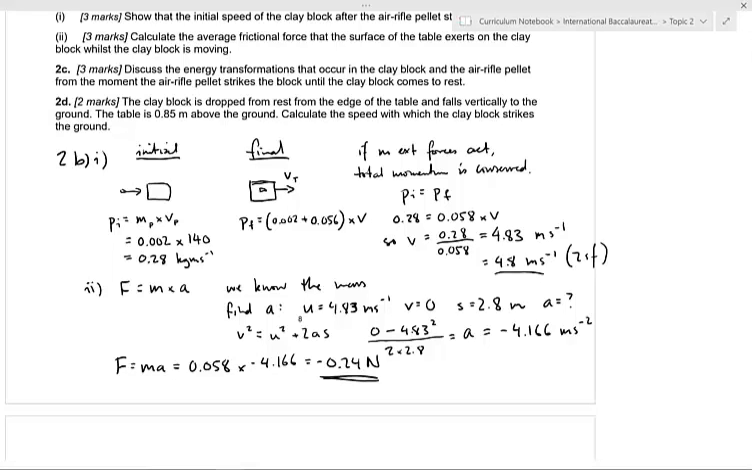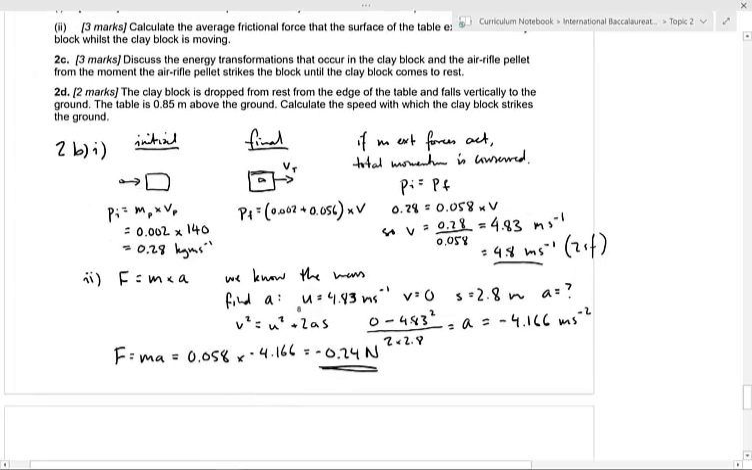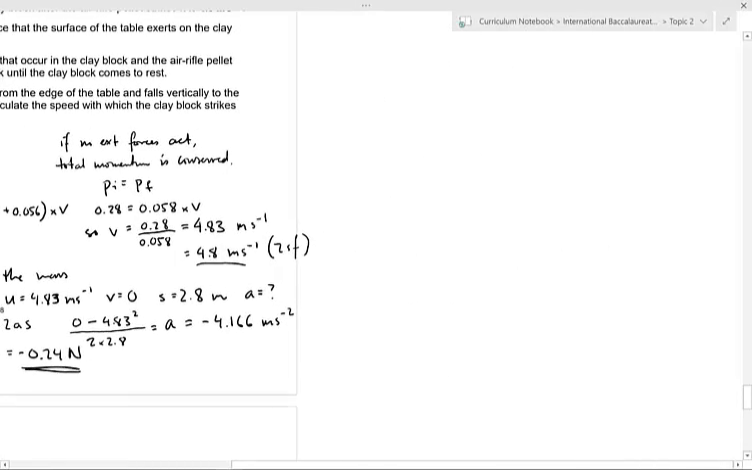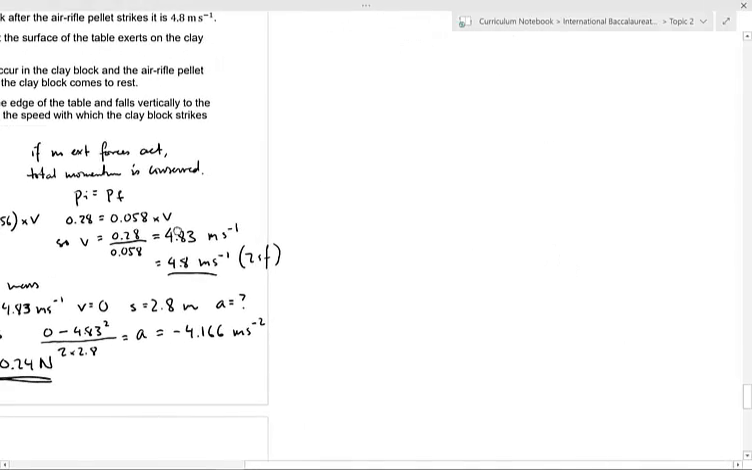Okay, so then 2c, I'll just go a little bit off to the left here. Let's just read it first. So discuss the energy transformations that occur in the clay block and the air rifle pellet from the moment the air rifle pellet strikes the block until the clay block comes to rest. Okay, so which number was this? This was 2c.